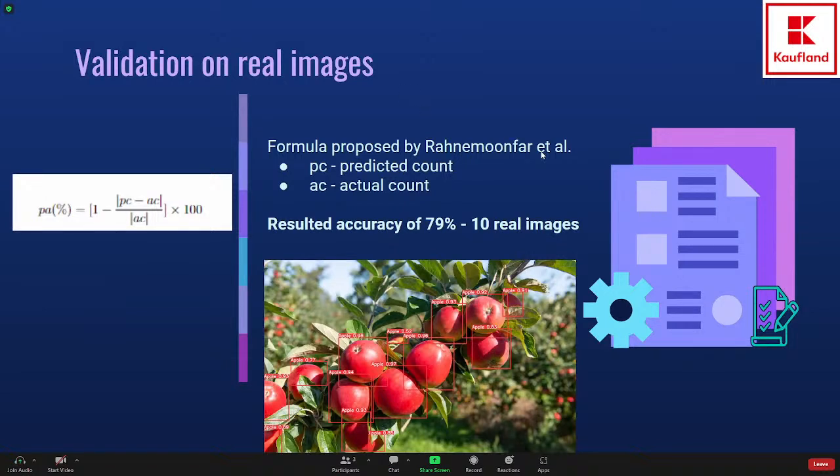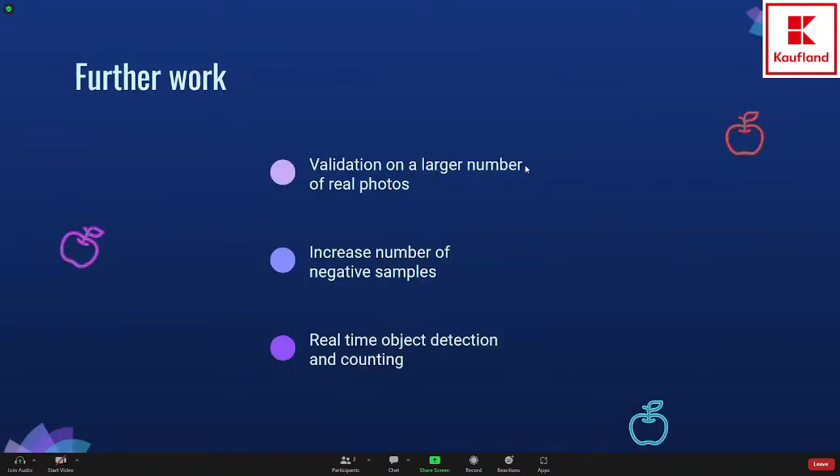But the number of real images is somehow problematic, as I said, and this takes us to the further work that is needed for this paper. The first bullet is the validation on a larger number of real photos, which can be done in a few months in our case, because now it's not the right time to do it. The increased number of negative samples has to be done because, as you probably know, in a real orchard, there are a few different things present.